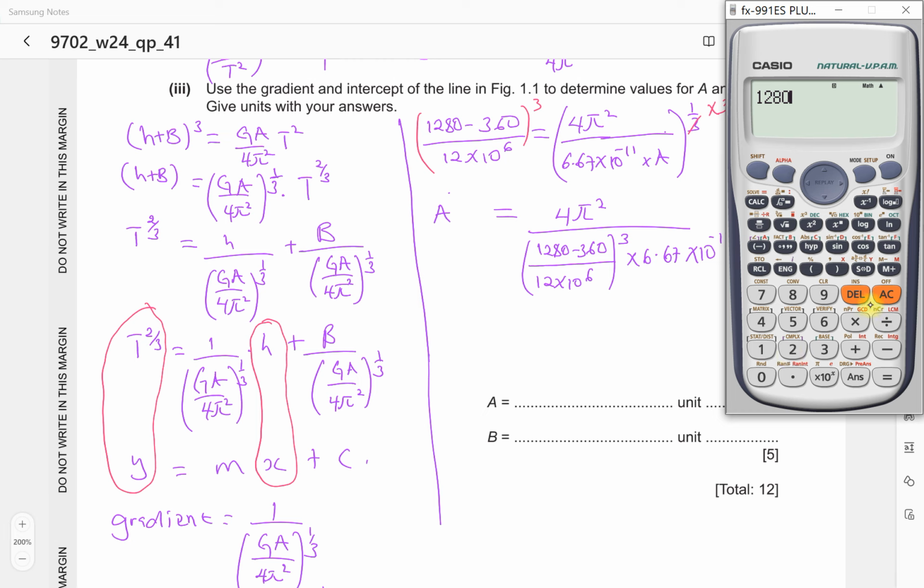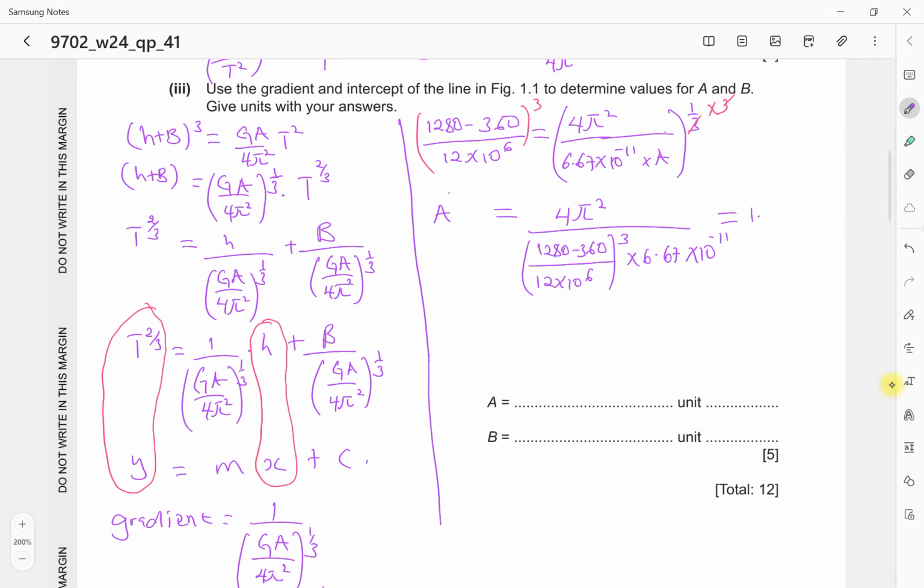1280. I think I didn't raise this to power 3. 1280 minus 360 divided by 12 exponent 6. Answer raised to power 3. Okay, yes. Then times 6.67 exponent minus 11. Then I will say 4 pi squared divided by the answer. That's 1.31 times 10 to the power of 24. So A is 1.31 times 10 to the power of 24.